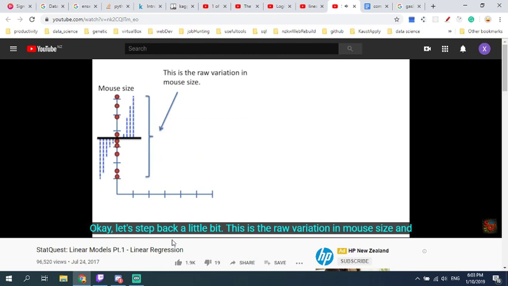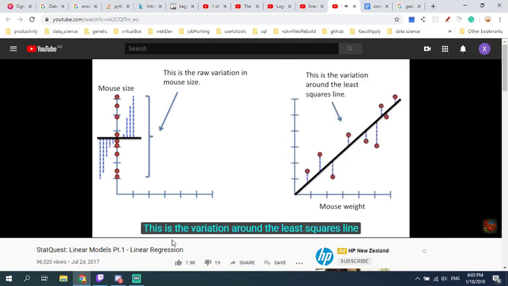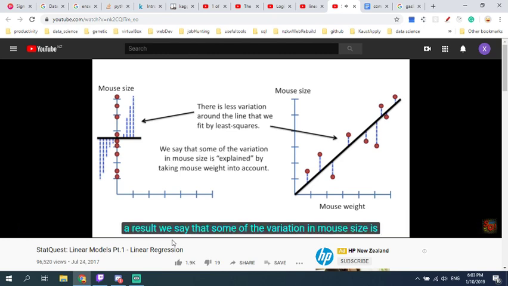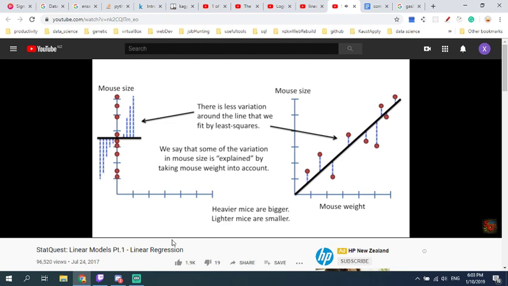This is the raw variation in mouse size. And this is the variation around the least squares line. There's less variation around the line that we fit by least squares. That is to say, the residuals are smaller. As a result, we say that some of the variation in mouse size is explained by taking mouse weight into account.